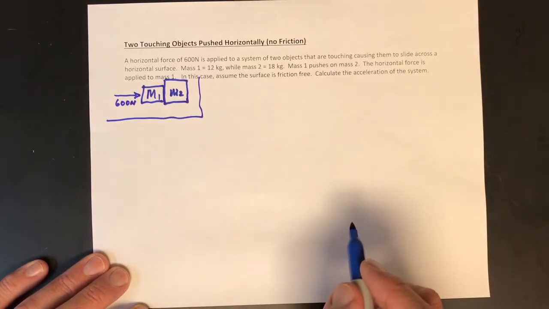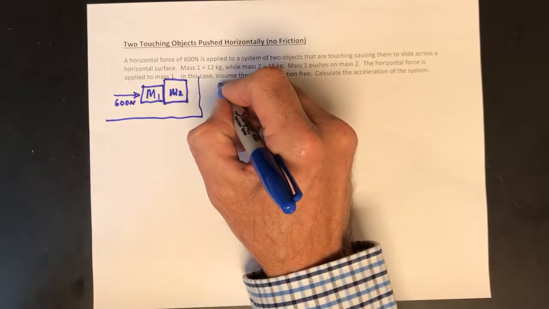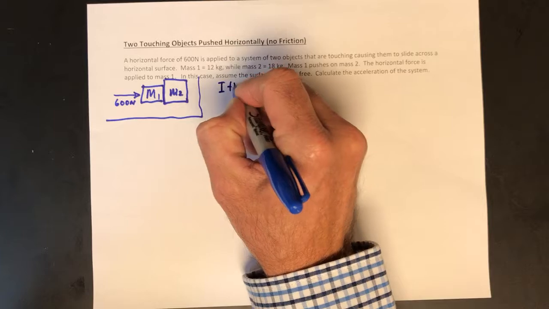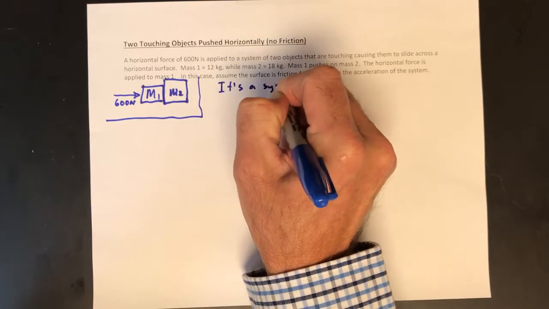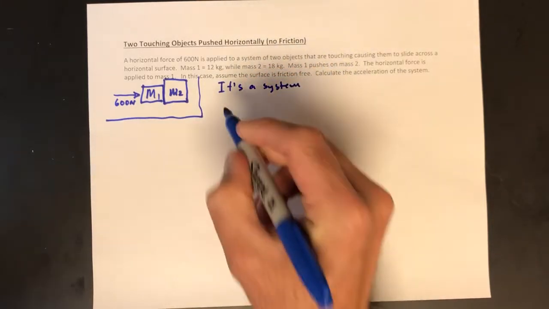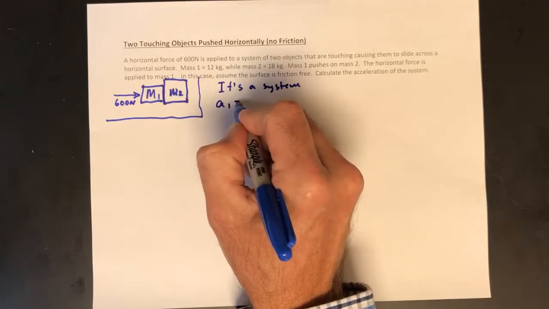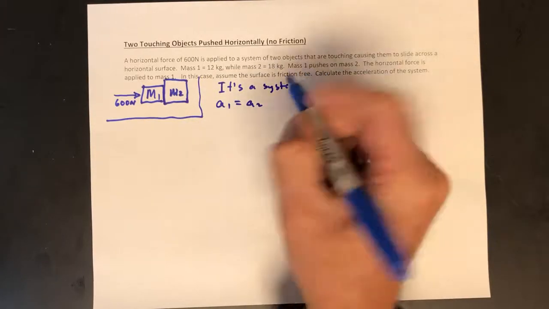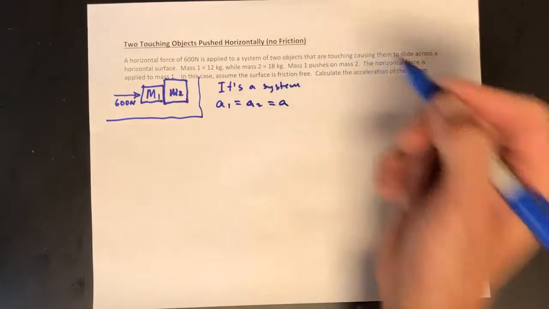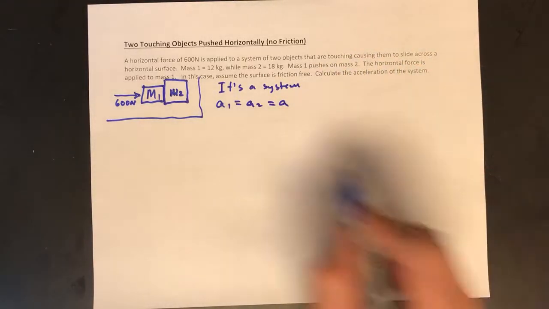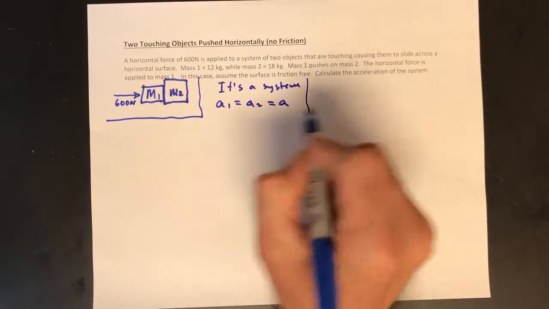So I want to point out a couple of things. Since it's a system, we know that the acceleration of object 1 has to be equal to object 2. So let's just call that A for the entire system and for each object.